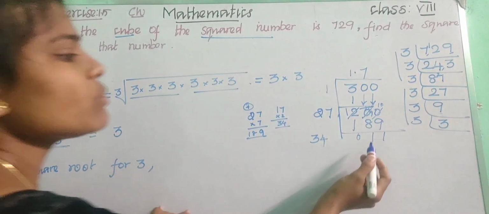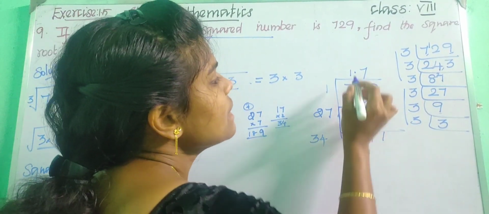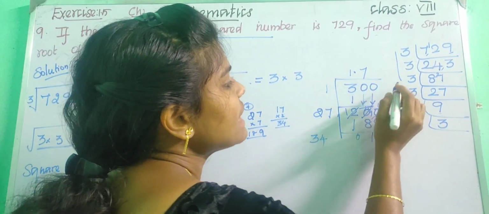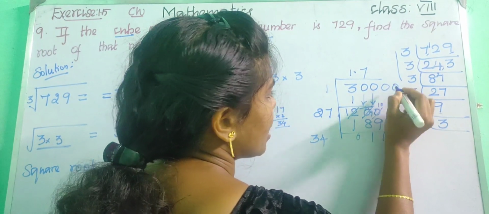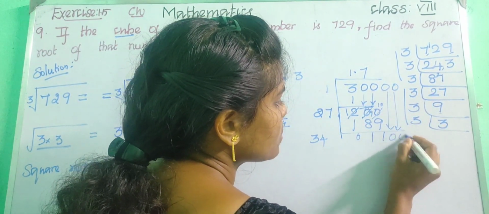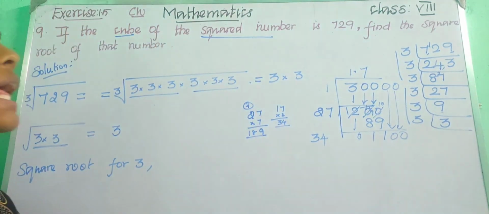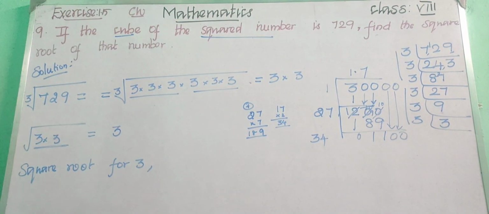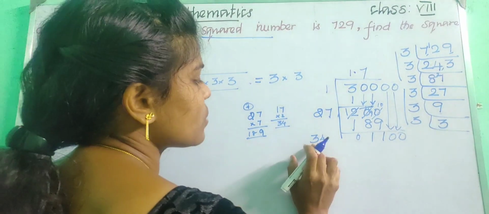So we are having only 2 digits. So that again, for having this point, we need to put another 2 zeros. So again just bring down these 2 zeros. 0 0. So now we got 1100. Okay, 1100 we got.